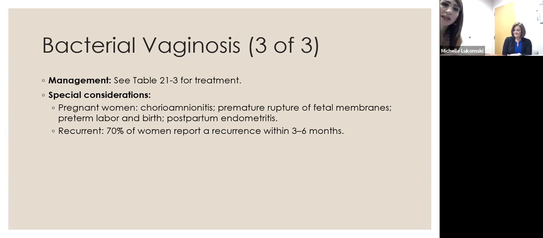Okay, so there's management that says table 21.3. What would you say that you treat BV with, Terry? So you can treat it with oral metronidazole. Most women want something oral rather than vaginal. Any of our treatments are equal in their effectiveness, but usually 500 milligrams of the metronidazole twice a day, usually 7 days. And I do encourage them to take it with food and avoid alcohol during this.